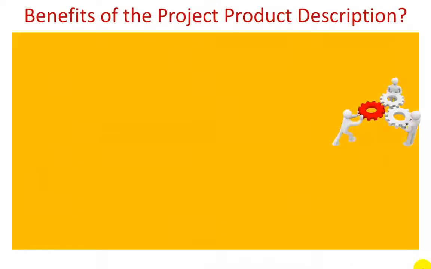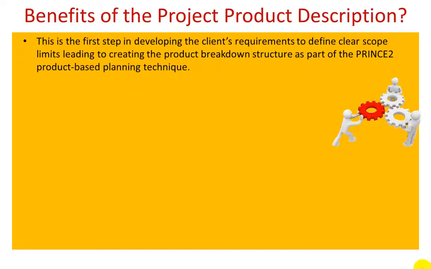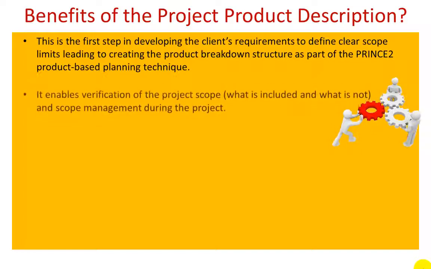So the benefits of writing a project description in the first place. This, of course, is the first step in developing the client's requirements. Without it, you can't understand exactly what they're after. You need to define clear scope limits, leading to the creation of the product breakdown structure. If your project product description is off-center, then so will your product breakdown structure be, and hence your project plan will be unrealistic and worse, will not give the customer what they're expecting.